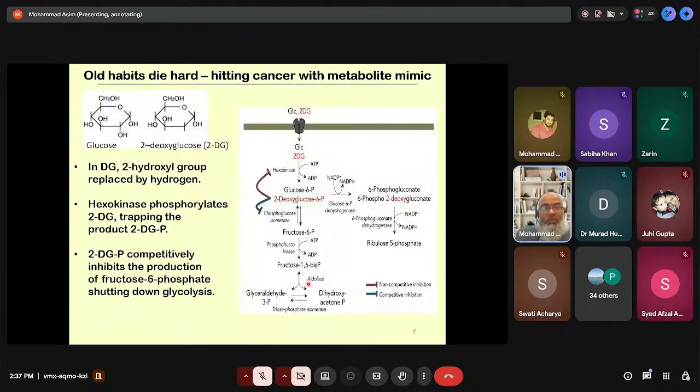Scientists have been able to devise molecules based on the ability of cancer cells, or their hunger for glucose, using small alterations in the glucose molecule itself. So what you're seeing, this is a glucose molecule. What has been changed here by chemists is that this hydroxyl is missing here. So now this is not glucose, but it's 2-deoxy glucose, like deoxynucleic acid. This is 2-deoxyglucose.